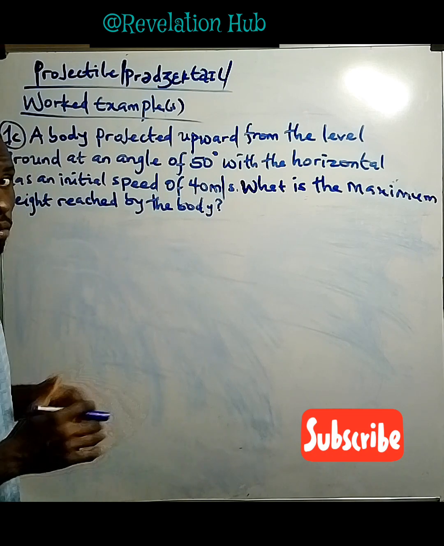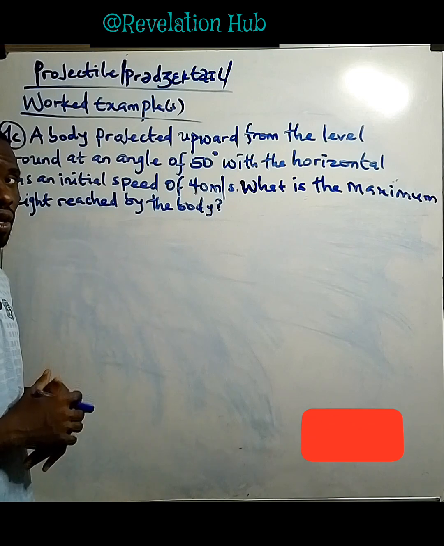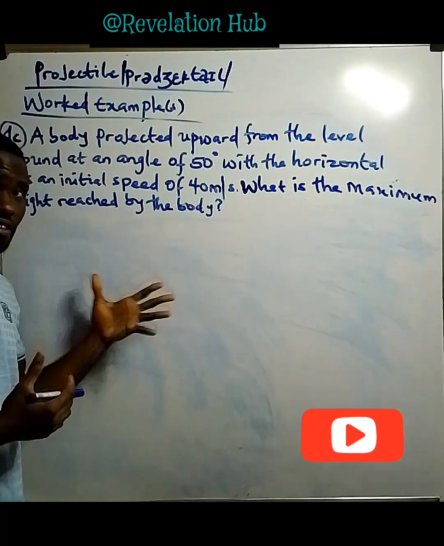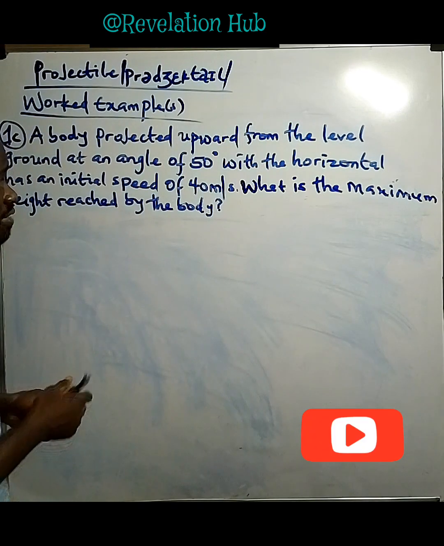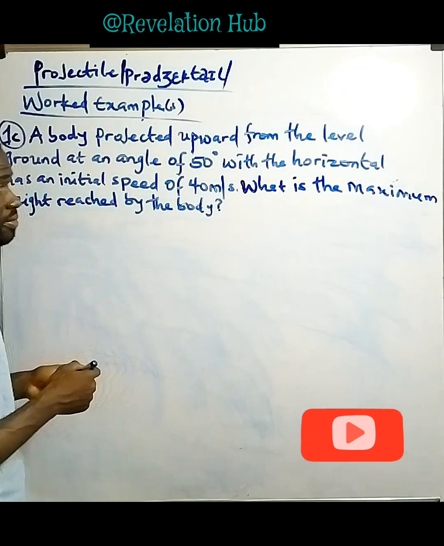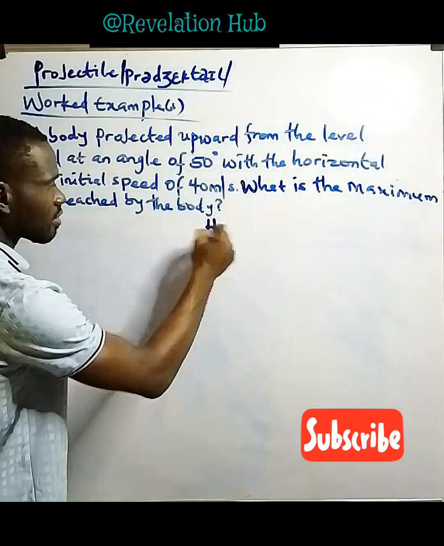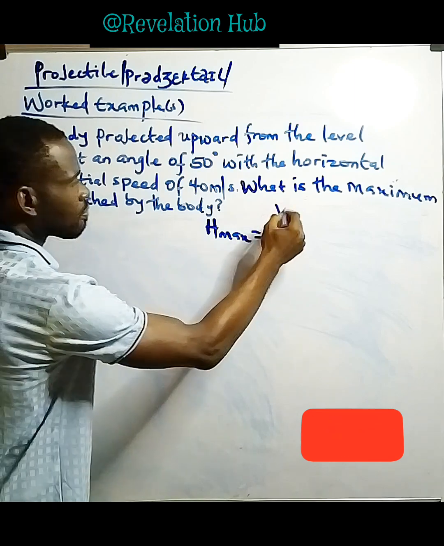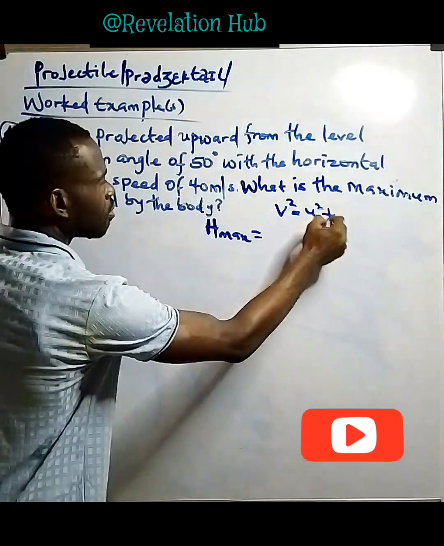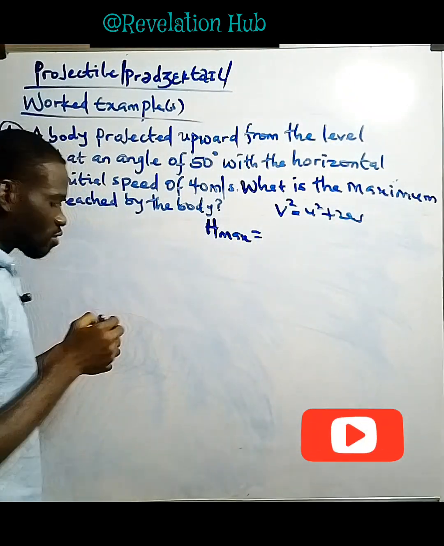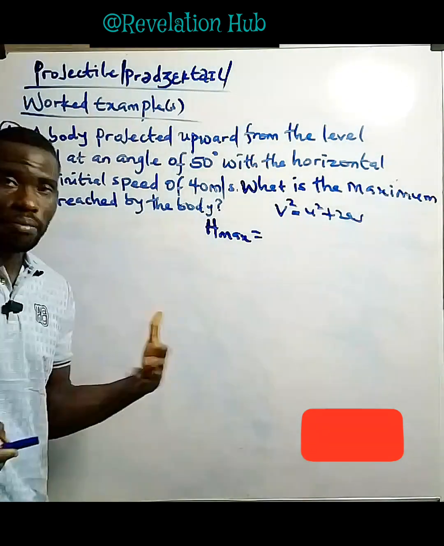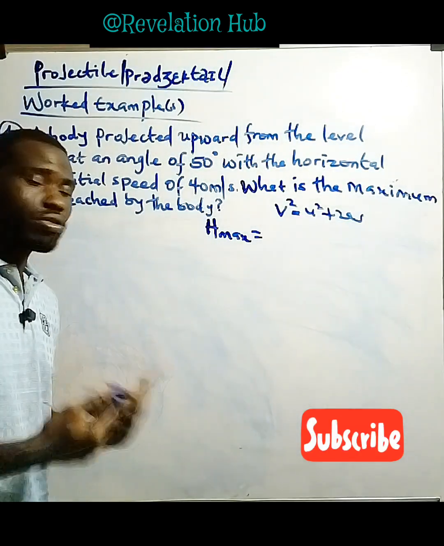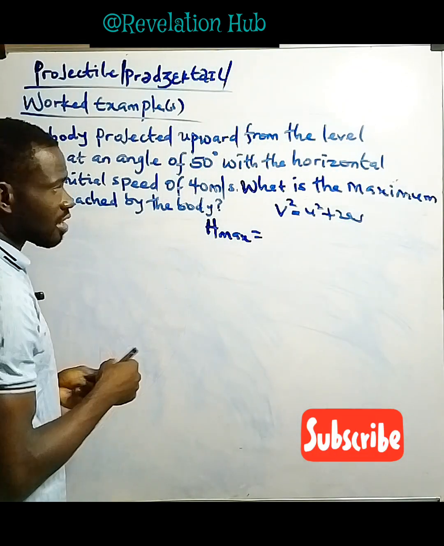Now we are asked to get the maximum height attained by the body. A formula was also derived for this in our previous lesson. So, what's the formula for max height? H max. Don't forget, we got the formula from v squared equal to u squared plus 2as. That's why you can decide to use a formula method or an analytical method. The formula method saves our time.